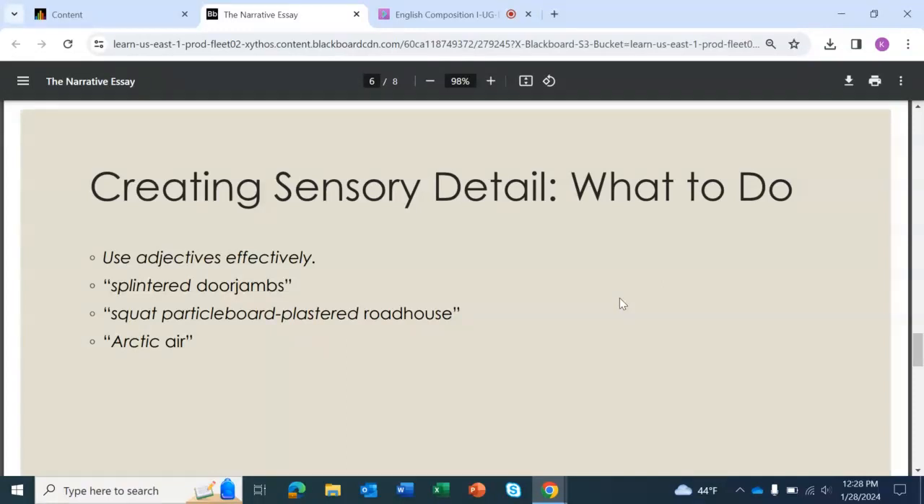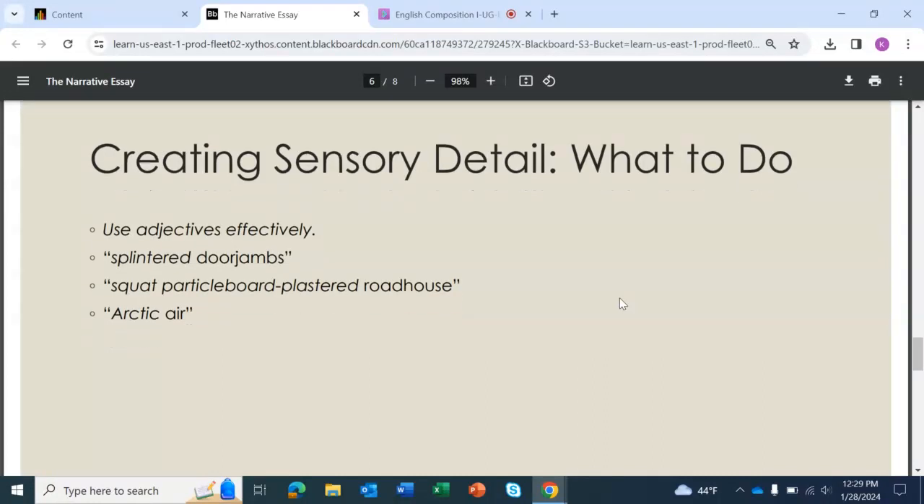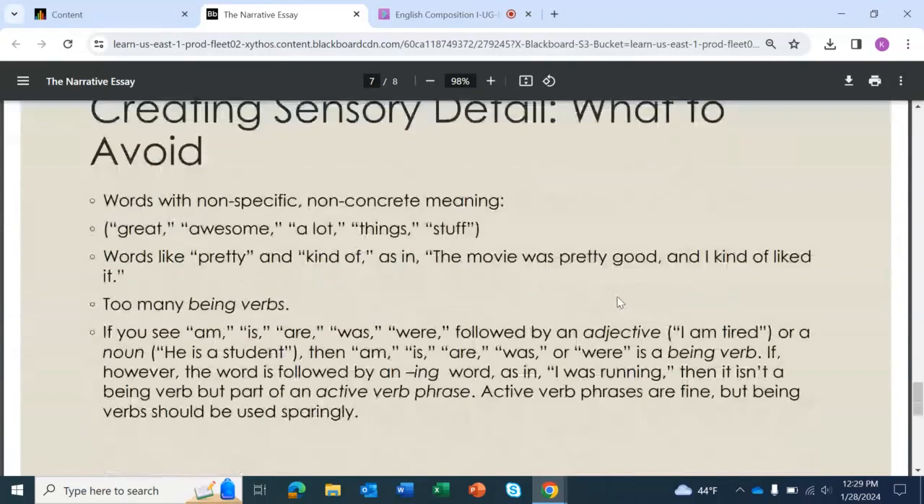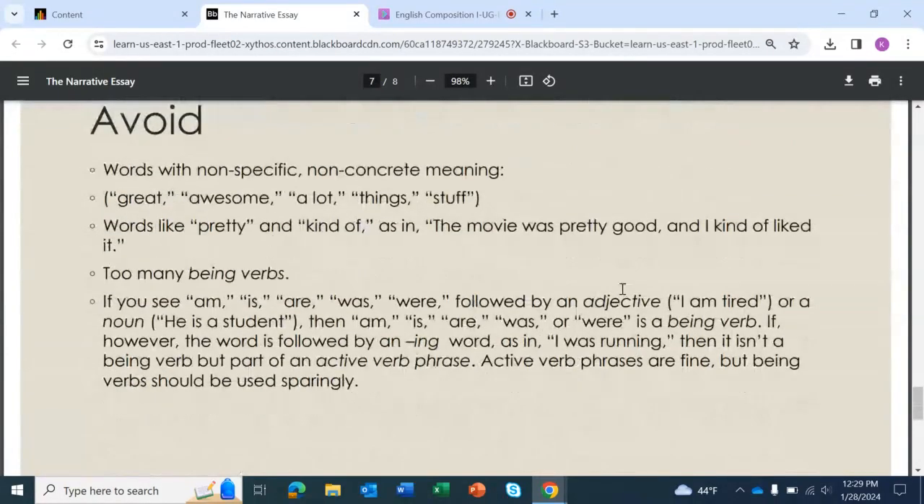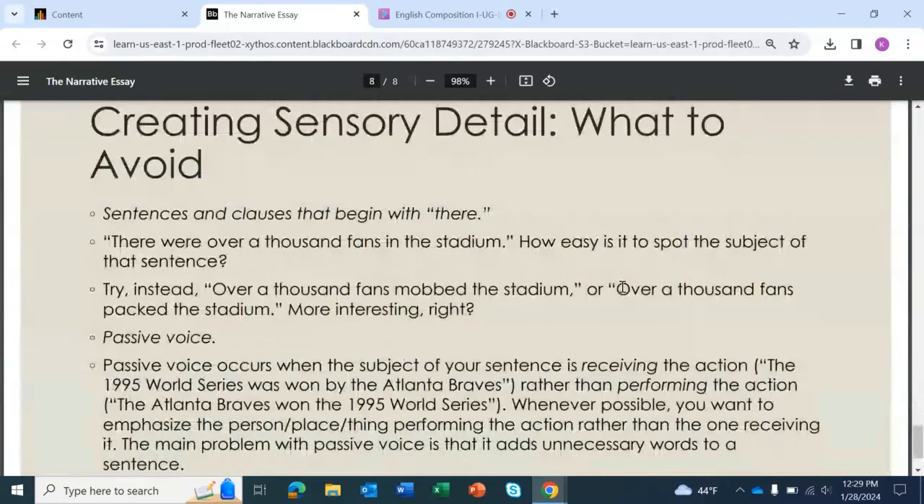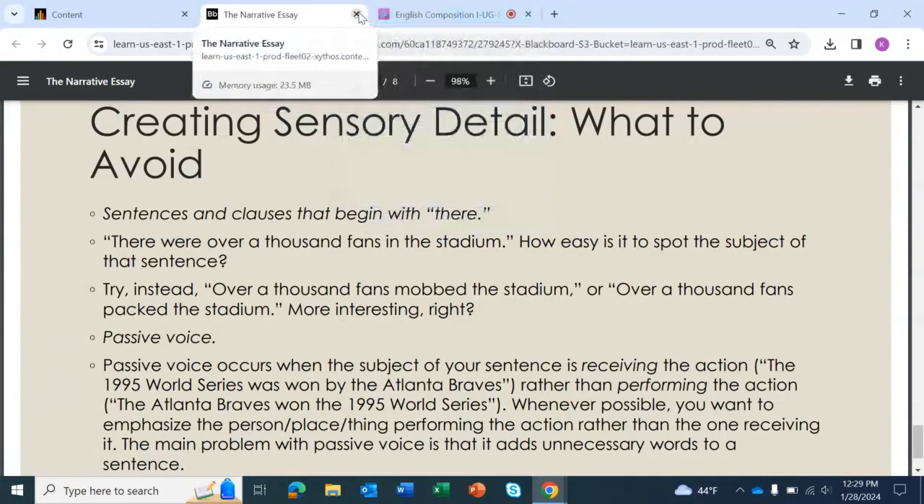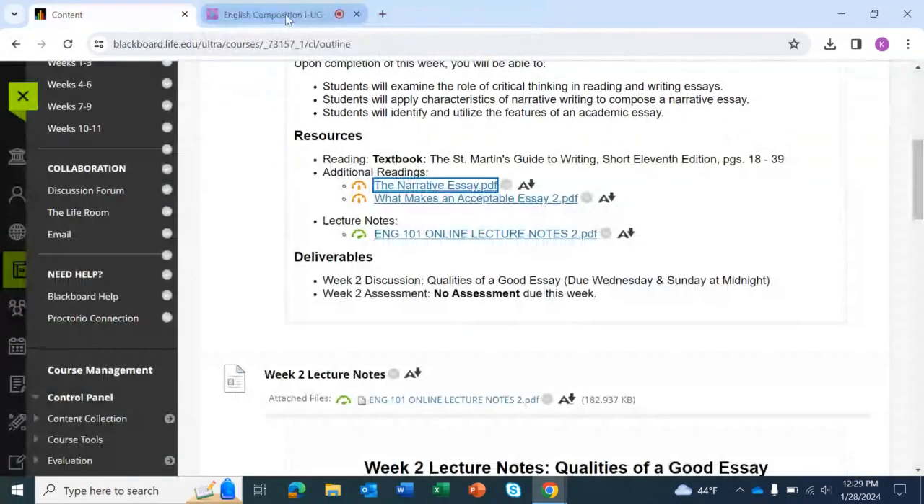Cold air, Arctic air. Which one's more vivid? Which one does a better job of putting you there in that place and time with the author? Because that's what your goal is. You want the author to share this event with you. And then, of course, we have what to avoid when you're creating sensory detail. Again, this whole PowerPoint is included in your week 2 folder. So go back and look at these pages that are devoted specifically to sensory detail.